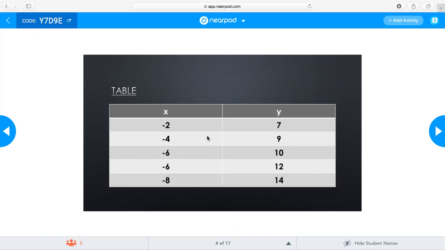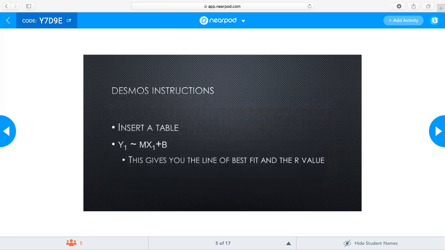Here's my question. Is this table a function? Why not? Yep, there's two -6s. That x value of -6 has two outputs. Therefore, it is not a function. So we know it's not a function, so we're going to put this into Desmos. We're going to insert the table. And then we're going to write this equation so that it can give us our slope and y-intercept: y1 squiggle mx1 plus b.